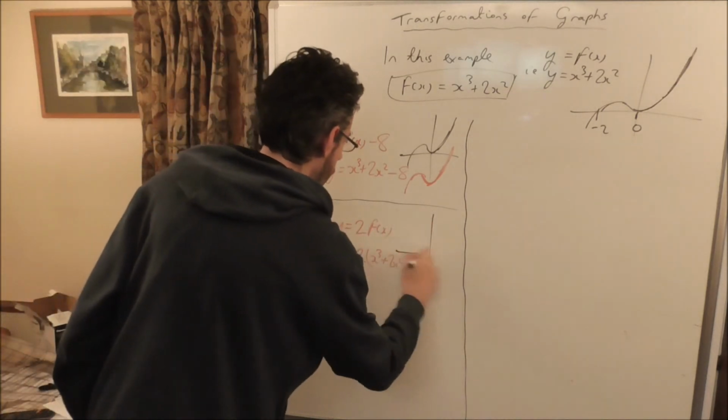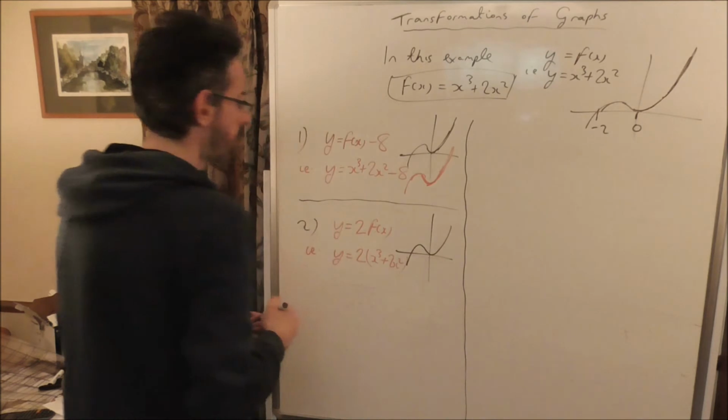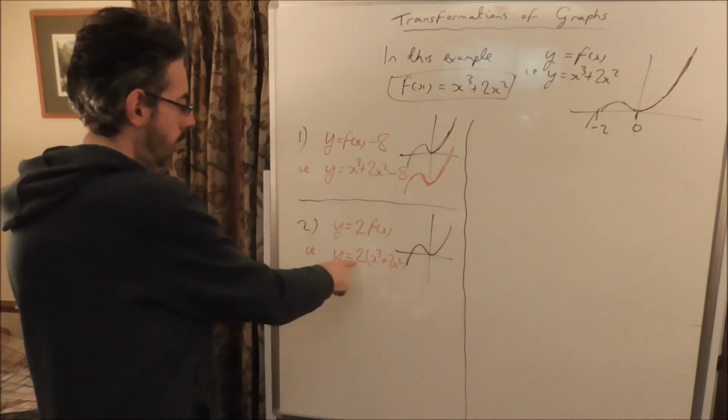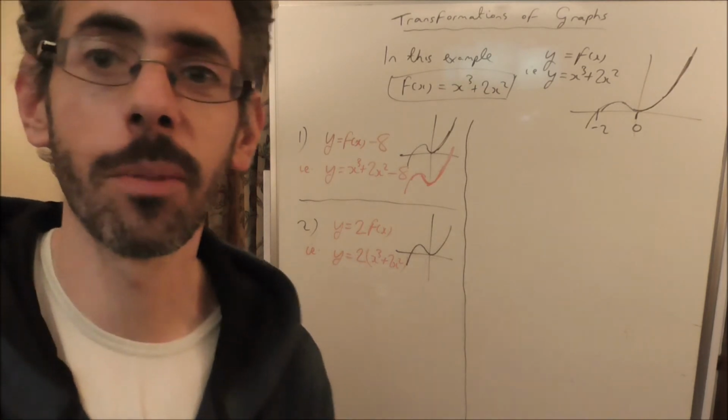So let's draw the original graph first. I've just done a sketch of that graph, x cubed plus 2x squared. Now, what effect does doubling the whole expression have on the position of the graph?